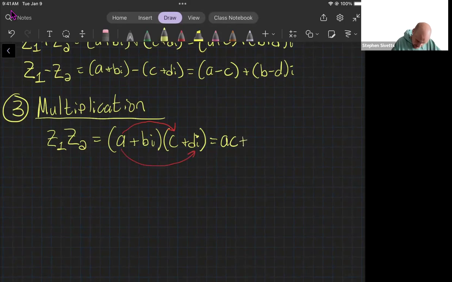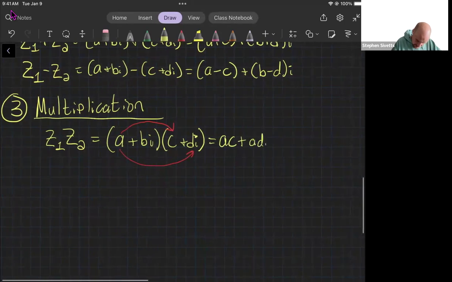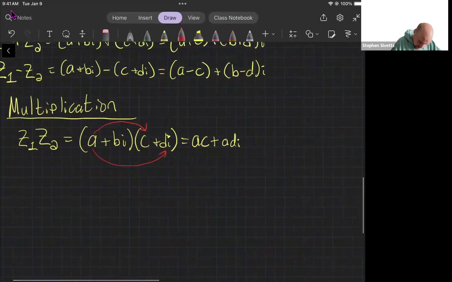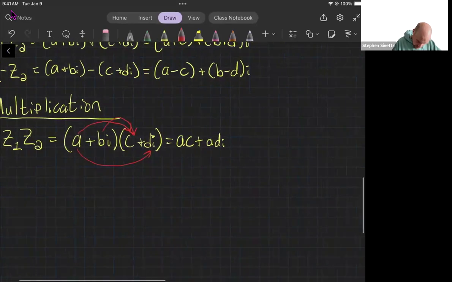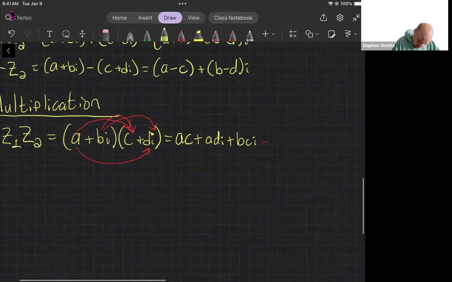plus A times DI, plus the product of the inside terms. So that would be plus BCI. And then multiply the last terms, plus BDI squared.